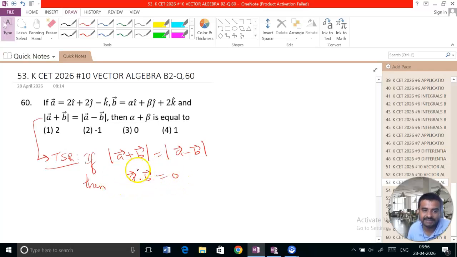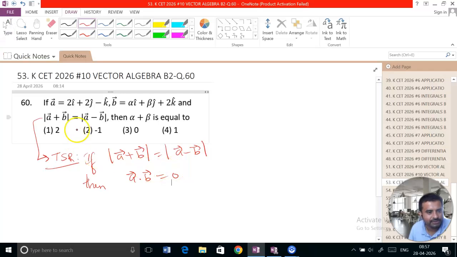How? See, this time saving result can be found by squaring on both sides. Then A plus B whole square, A minus B whole square, we can cancel A square, B square, A square, B square. We are remaining with 4AB is equal to 0. Therefore A dot B is equal to 0. That is the same time saving result you should remember.